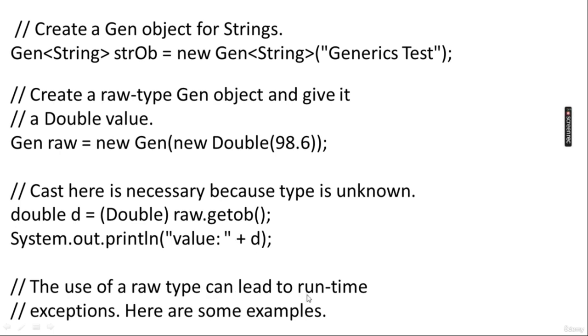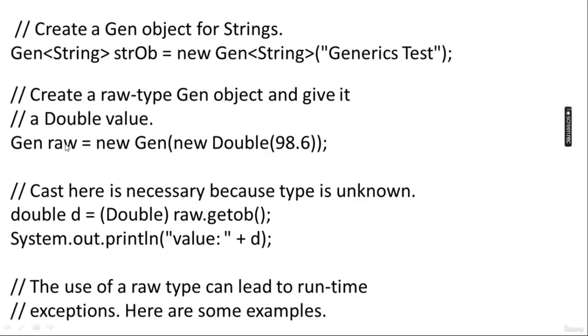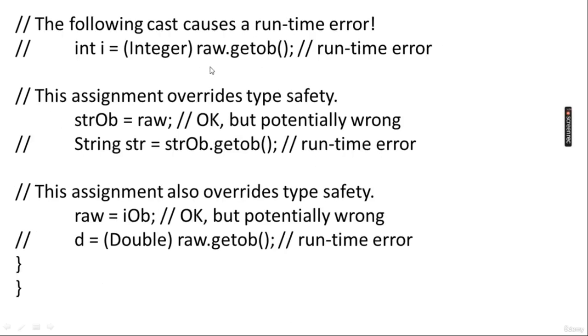The use of raw type can lead to runtime exceptions. Here are some examples. When we are using raw type, we can have runtime exceptions. The following cast causes a runtime error: (Integer) raw.getObject(). Runtime error, because raw.getObject will always return a double, since it is initialized with the double value. But since the Java compiler does not know this, it will give you a runtime error while running.